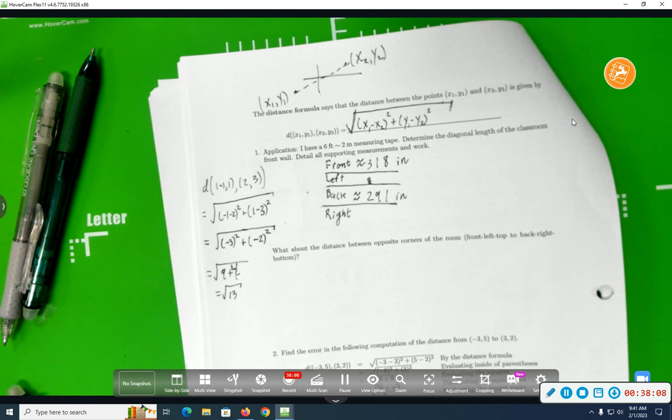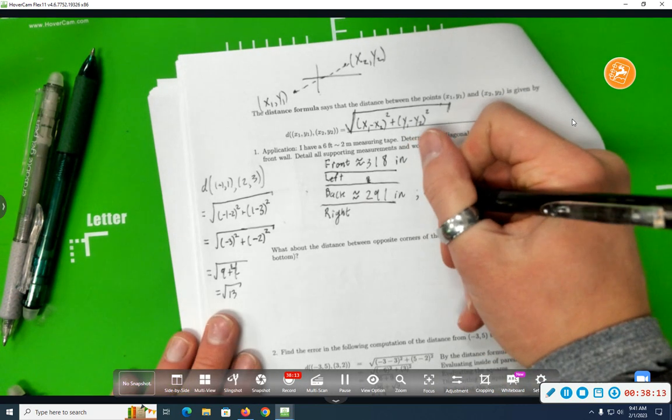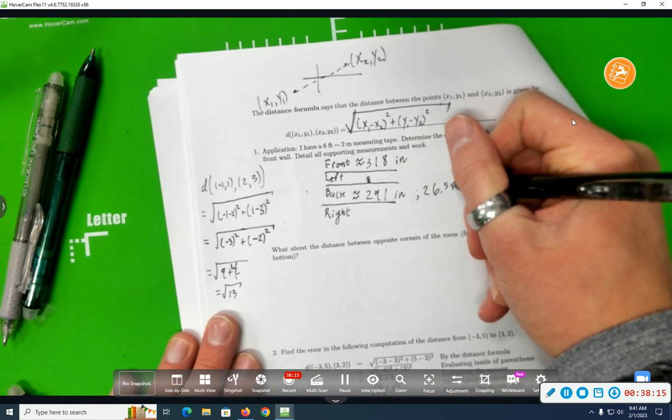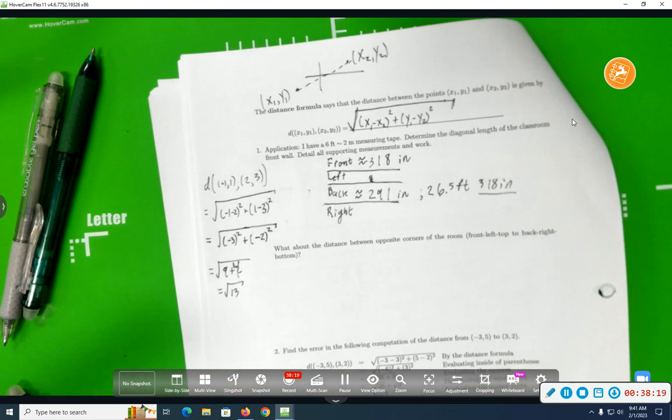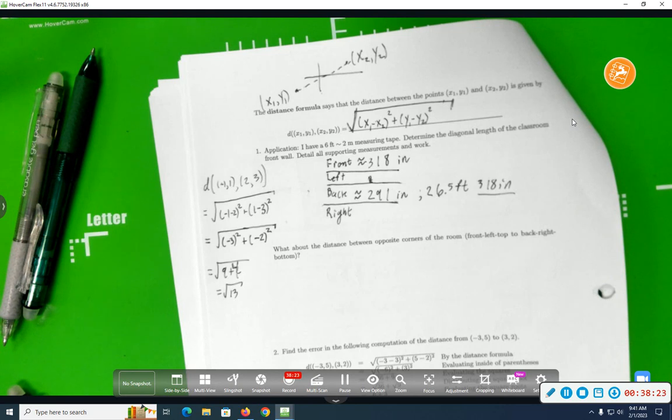On the back wall, I got 26.5 feet, which is 318 inches. Oh, hey, that agrees. All right. Maybe I have more confidence in the 318 number now. That seems reasonable, multiply that number by 12. Yeah. Okay. Cool. People get things in that ballpark?